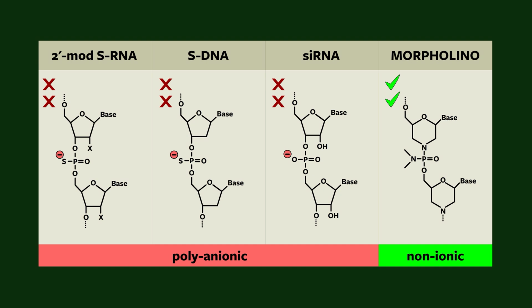In terms of sequence specificity, 2' modified sRNAs and siRNAs are moderately specific, sDNA has the least specificity of these oligotypes, and morpholinos give the highest specificity of any of these antisense structural types.